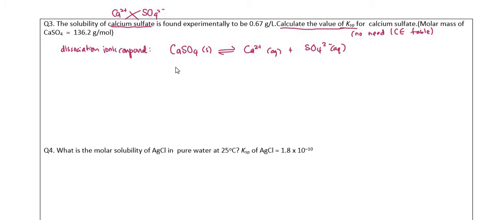Then you write the Ksp expression: concentration of Ca2+, concentration of SO4 2-. Now, if you want to insert the value of the concentration of Ca2+, you must refer to the concentration of calcium sulfate here. The given solubility is 0.67 gram per liter.